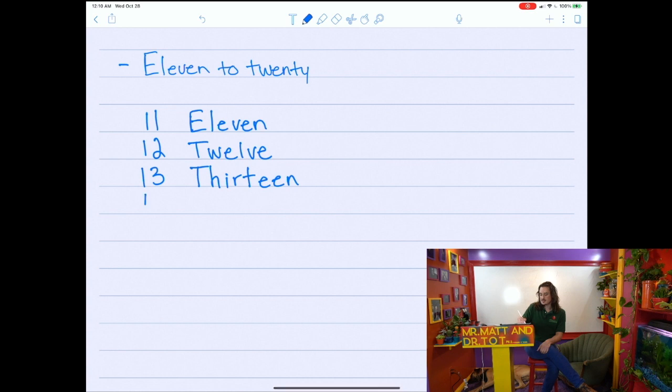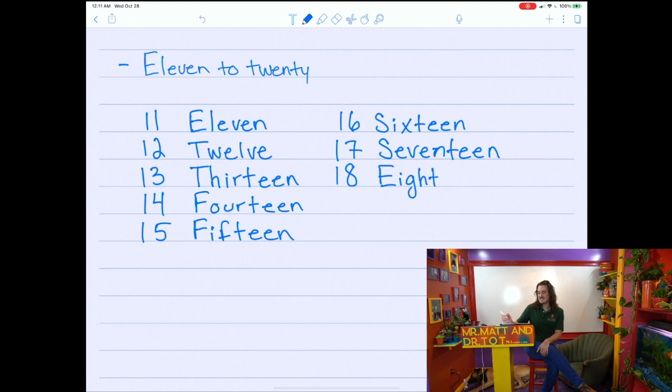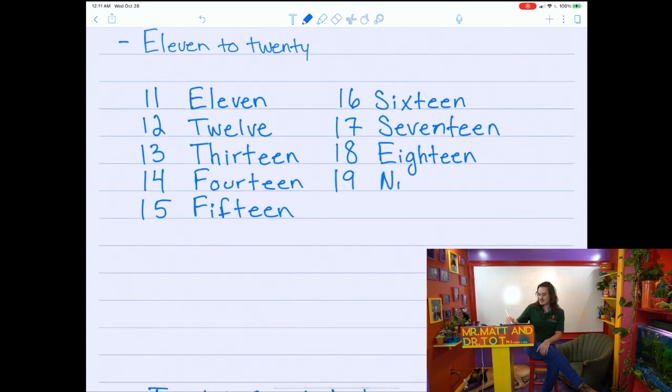Then we have 14, just write out 4, and then we're going to add a teen to it. 15, which is fifteen. 16, sixteen. 17, write out 7, seven, add a teen, teen. Then we have 18, write out 8, eight, and then complete the teen at the end for the suffix. 19, write out 9, and then teen. And 20, twenty.